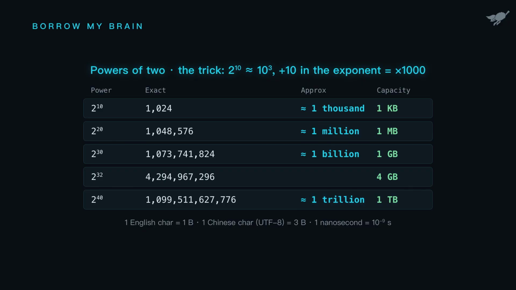Pinning down a few conversion anchors. 1 nanosecond is 10 to the minus 9 seconds. 1,000 nanoseconds is 1 microsecond. 1,000,000 nanoseconds is 1 millisecond. For text, 1 English character is 1 byte, and 1 Chinese character in UTF-8 is 3 bytes. These anchors are in play for the rest of the episode.